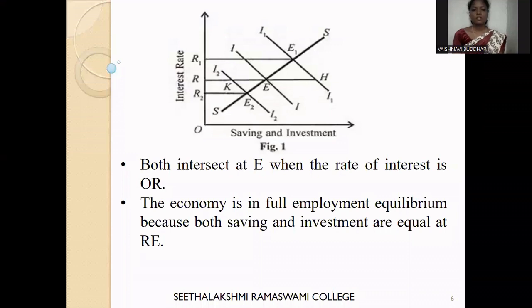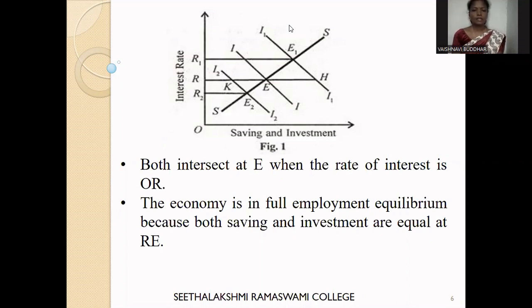Both curves depend on the interest rate. The saving curve and the investment curve intersect at point E when the rate of interest is OR. Here the I curve and the SS curve cut each other. So E is the point of equilibrium when the rate of interest is OR, because all of them meet together at point E. RE is the rate of interest where the saving and investment curves meet.